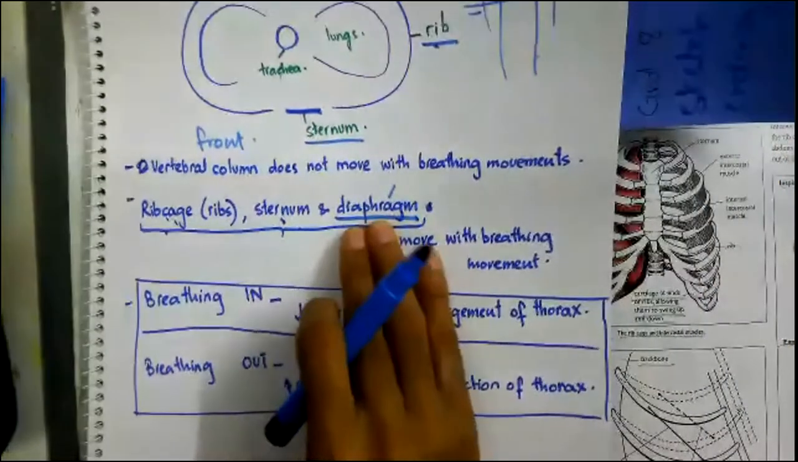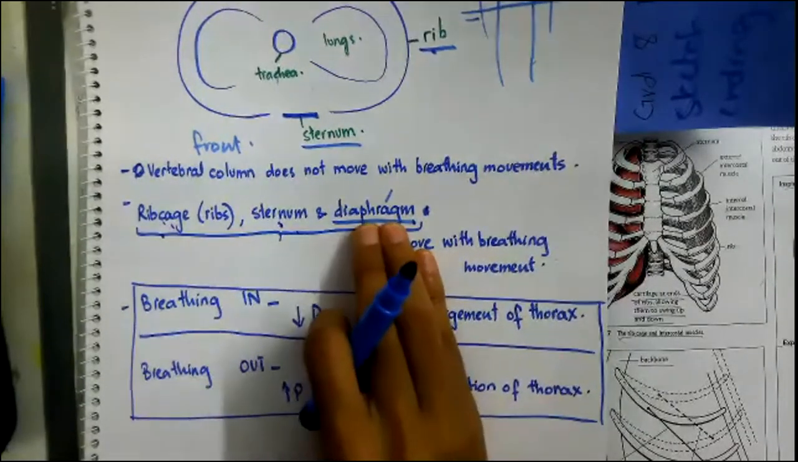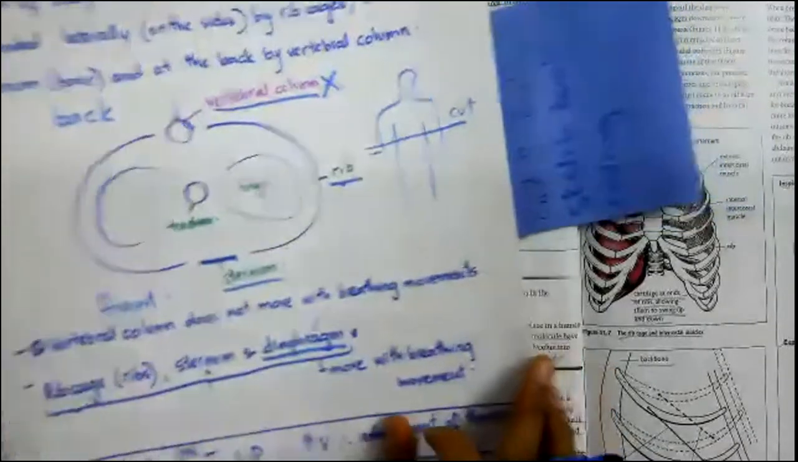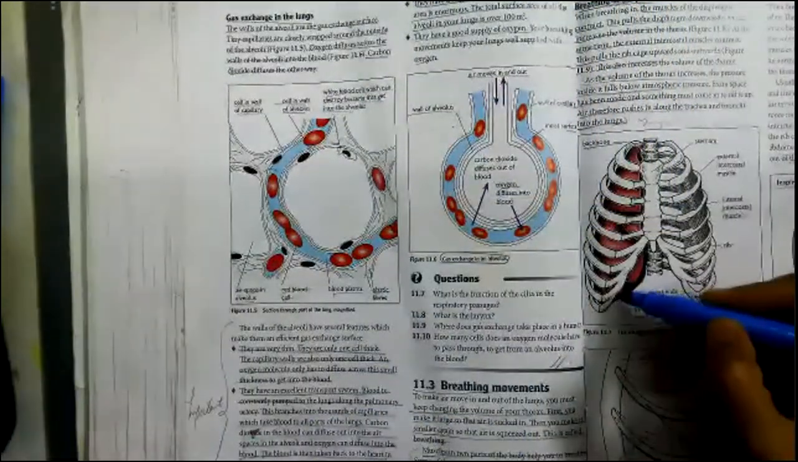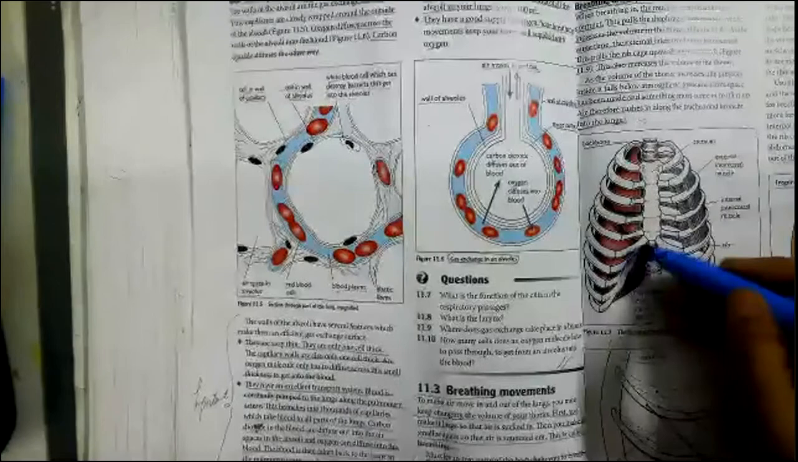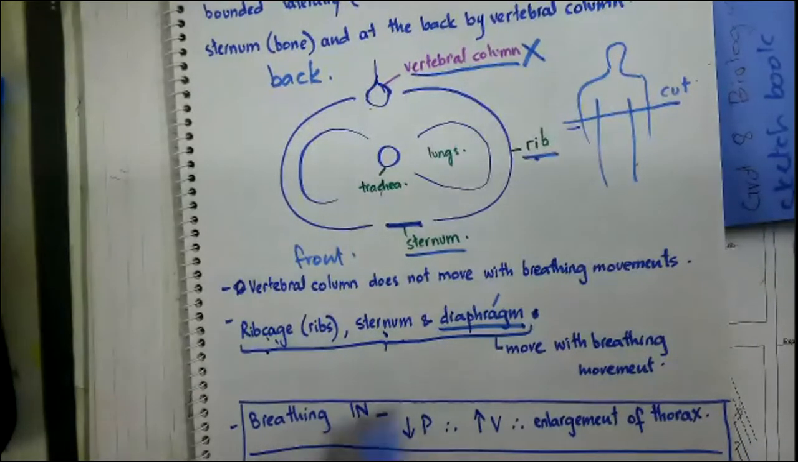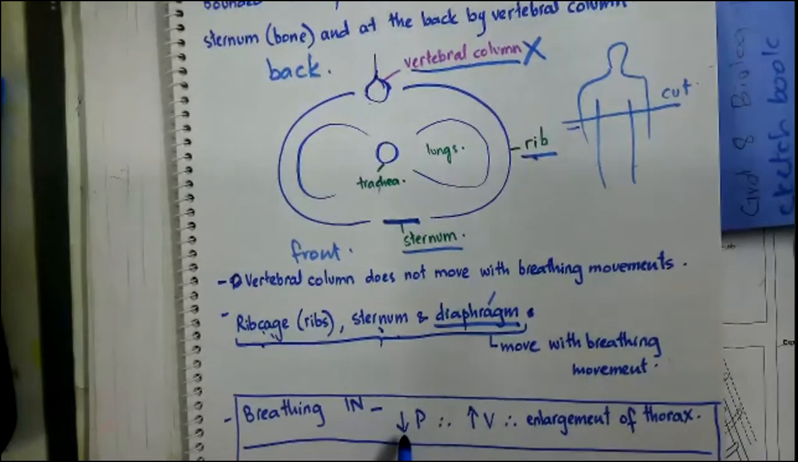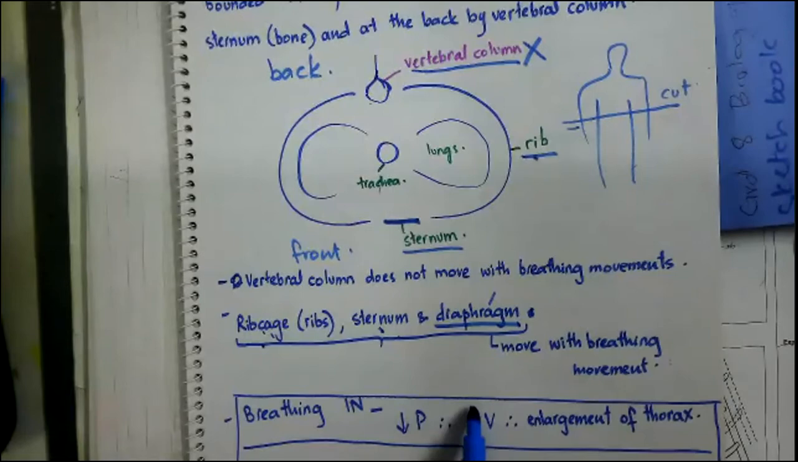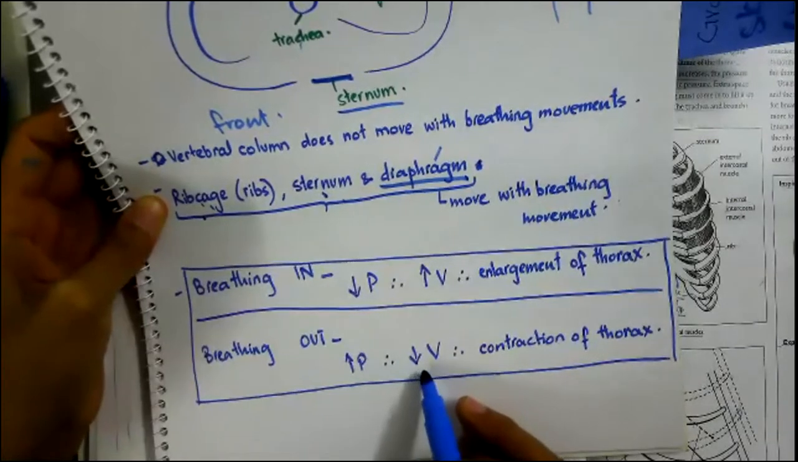This muscle has three very vital organs sitting on it. This is the floor of the thoracic cavity. Diaphragm is the floor of the thoracic cavity and is the roof of the abdominal cavity. So diaphragm would be somewhere here. So we know that breathing in will be due to the decrease in pressure, and that will be due to the increase in volume. Breathing out is due to the increase in pressure that is caused by the decrease in volume, and that will cause the contraction of the thorax.